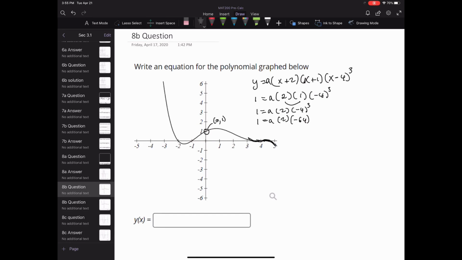Negative 64 times 2 is negative 128. Divide both sides by negative 128. And you're going to get negative 1 over 128. Right? Instead of putting the negative in front of the 1, I just put it in front of the whole fraction. It's equal to a. So you're going to write this whole thing, but a is that silly little fraction.